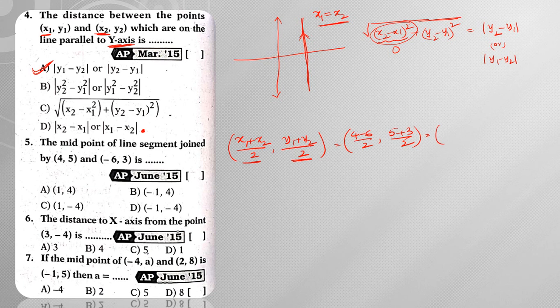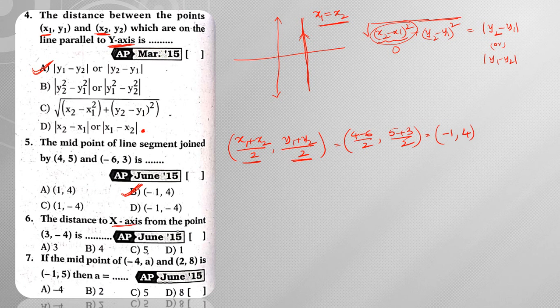So when I simplify, 4 minus 6 is minus 2, by 2 is minus 1. 5 plus 3 is 8, 8 by 2 is 4. Hence the answer is minus 1 comma 4. Next, the distance to x-axis from the point 3 comma minus 4.